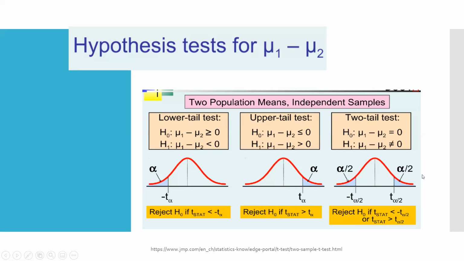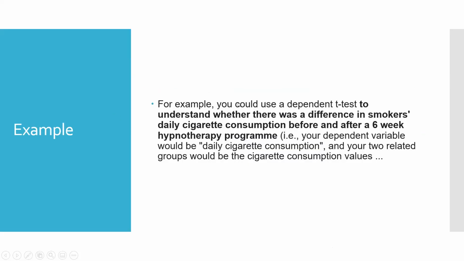Now here we have alpha by 2 because it's a two-tailed test, so we have divided the total alpha into two parts. For example, we can use a dependent t-test to understand whether there was a difference in smokers' daily cigarette consumption before and after a 6 week hypnotherapy program. In this case, the dependent variable was daily cigarette consumption, and your two related groups would be cigarette consumption values.